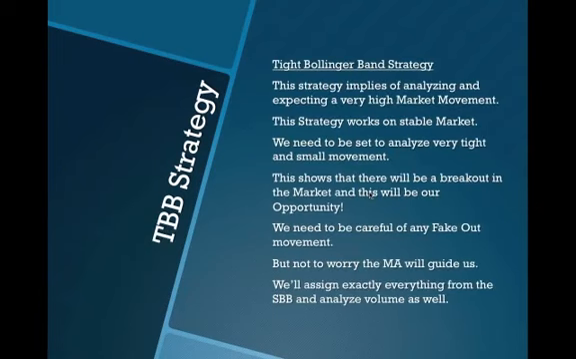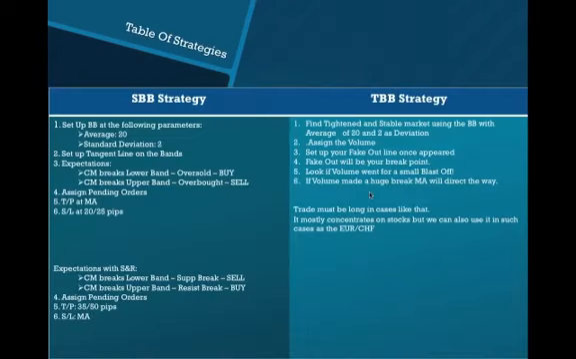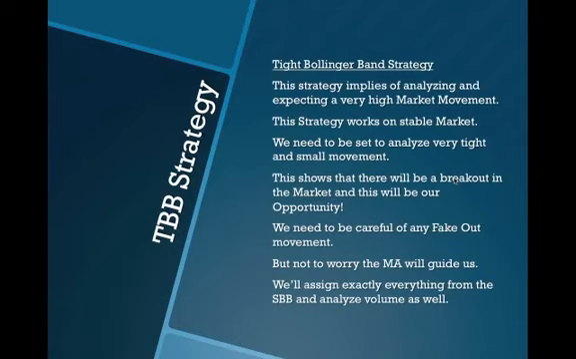Then we have our tight Bollinger Band strategy. Let's have a small review of what the tight Bollinger Band strategy is. Basically, this strategy works on a stable market, meaning that the market has to be very tight, showing only one line. It doesn't have any volatility in it. Once we see that it's very stable, we can use it.